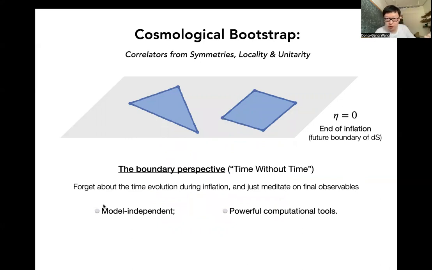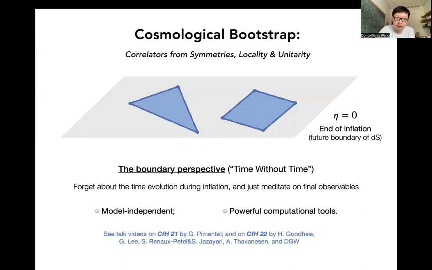Here, I'm not going to talk about the technical details of the bootstrap methods. But there were already many interesting talks on Cosmology from Home, like the one in 2021 by my collaborator, Guilherme Pimentel, and also by a group of colleagues last year, including myself.